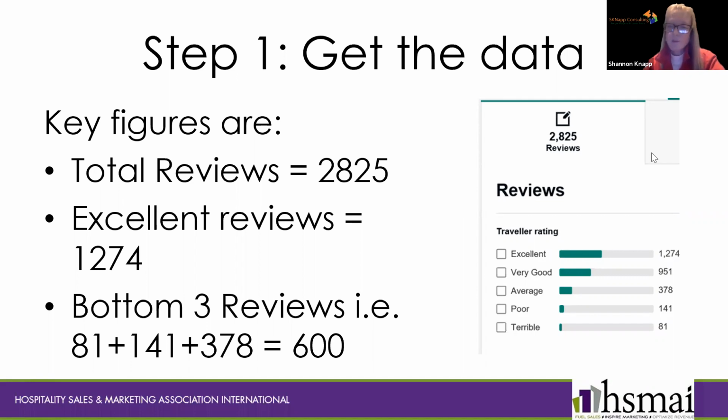So in this example, total reviews was 2,825, excellent reviews 1,274, and then the bottom 3 reviews. So if we add all of those up together, you get 600.